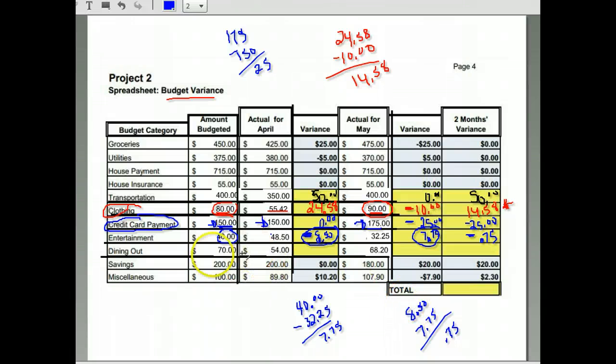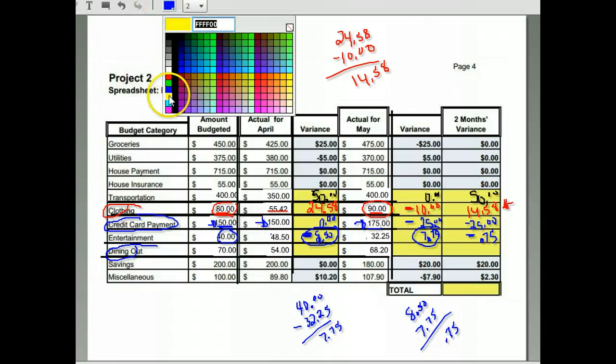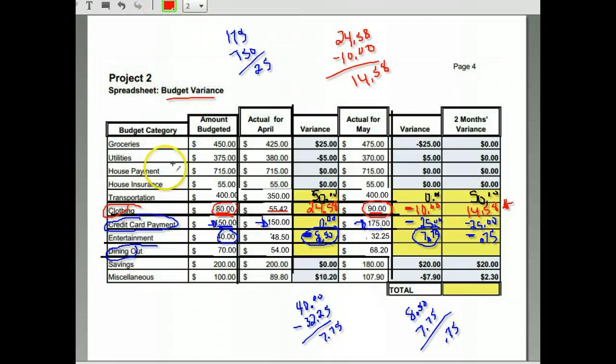Okay, we're getting down there. Now we're on dining out. We're on the dining out tab down here. You budgeted $70, spent $54, so that's good. That's in the positive. You didn't overspend. You spent less than you had budgeted. That's good. That's positive. Just find the difference. We get a difference of $16. So $16 positive was the variance.